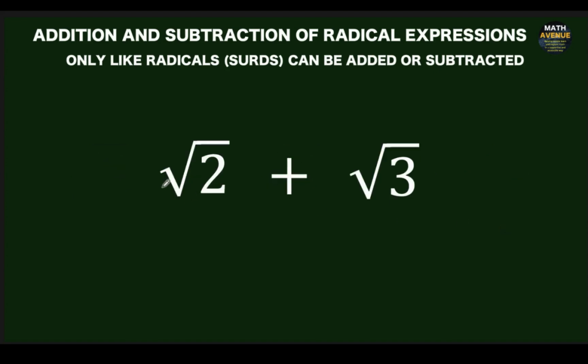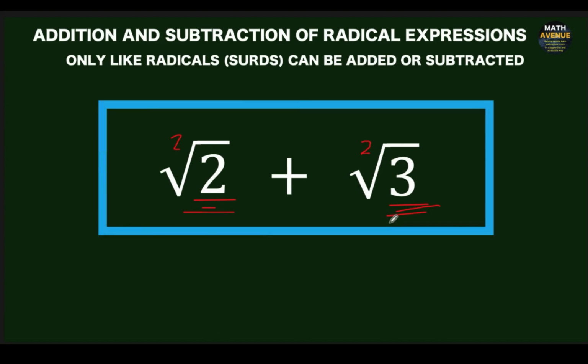Next, if we have square root of 2 plus square root of 3, what can we do? We said that only like radicals can be added or subtracted. What are like radicals? They are radicals with the same radicand. Here, the radicands are different, so obviously they are not like radicals. They must also have the same index. The index here is 2 and the index there is 2, so both have the same index, but their radicands are different. That means these are not like radicals, so that is our final answer.